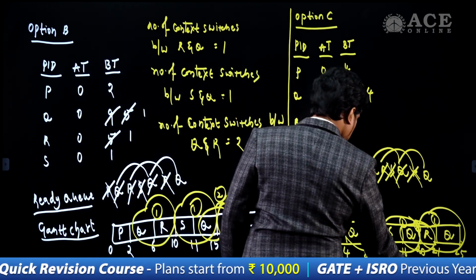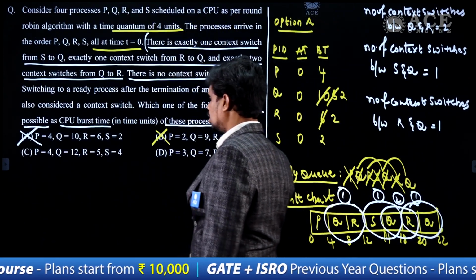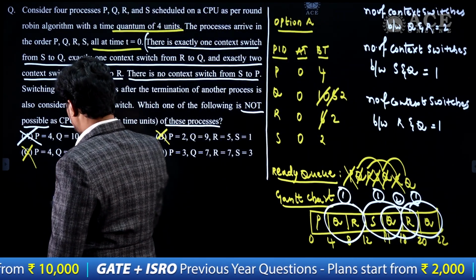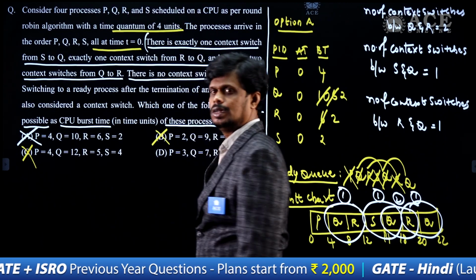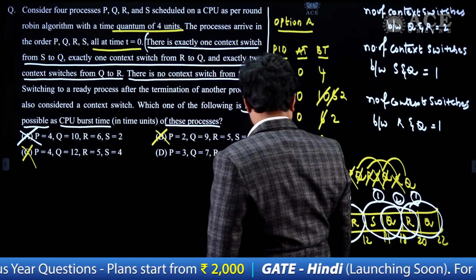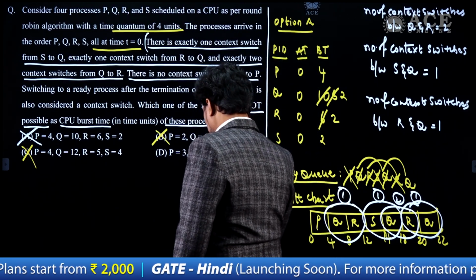So what else is remaining now? If we ignore option C as well, then what else remains? Option D. Verify option D, how it is. So coming to option D.